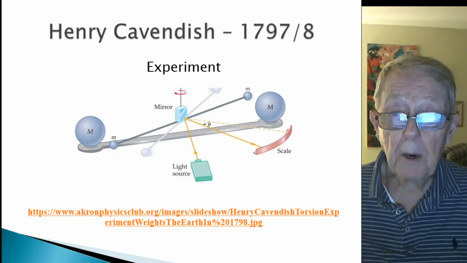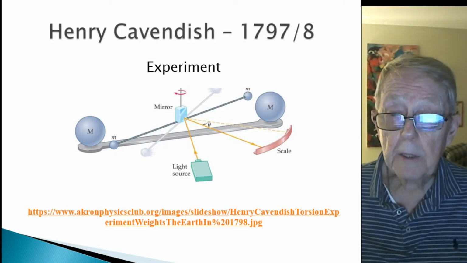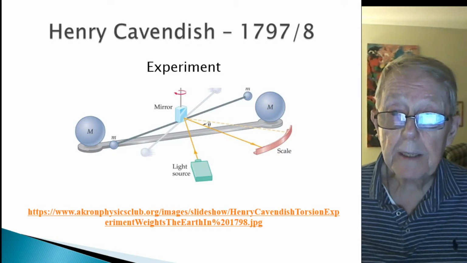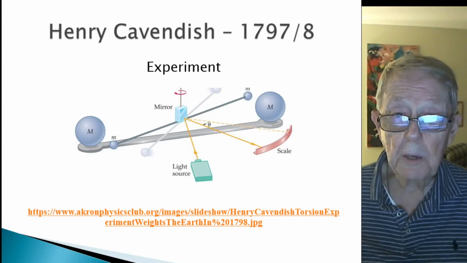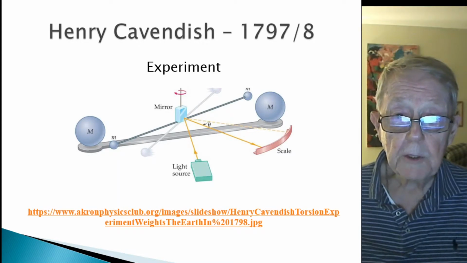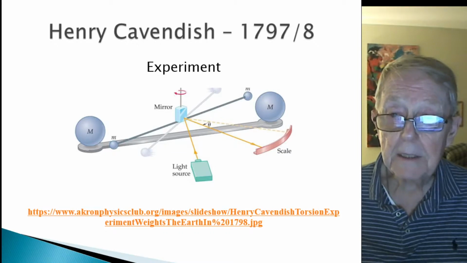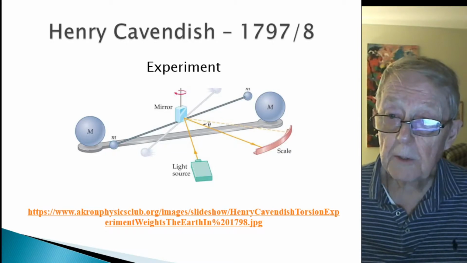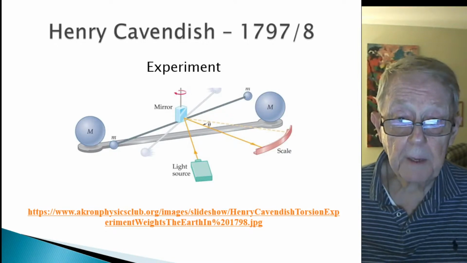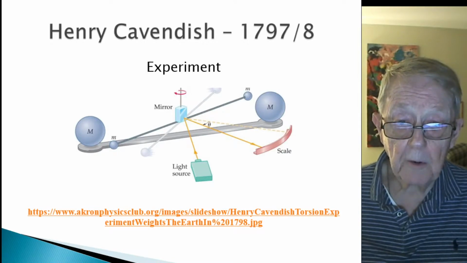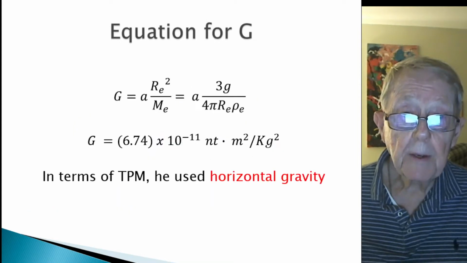In terms of the particle model, what is being actually measured here is horizontal gravity. That is the G1 particles coming at these objects, the four masses, in a horizontal direction. We don't often talk about horizontal gravity, but the effect of horizontal gravity is there.